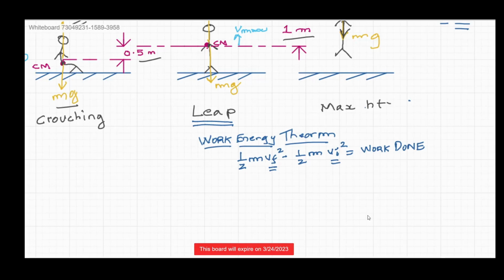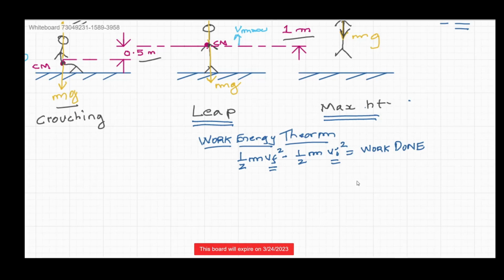The only force acting on him at that time is mg, and the final position is the maximum height position, when he is above the ground, where his velocity will be zero. Why will his velocity be zero? Because this is the position of his maximum height, so he cannot go any further. And when he is about to leap is where his velocity will be maximum. These are the two events.